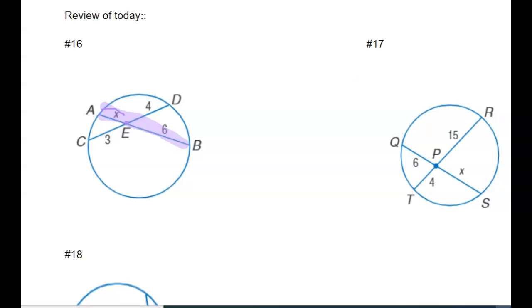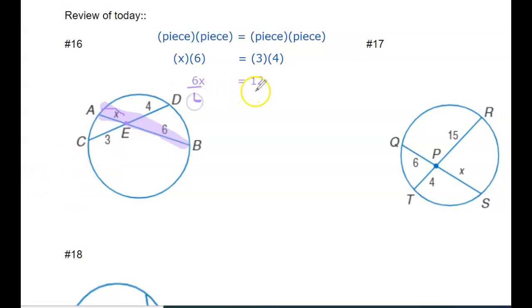Look back at your notes if you need to. Here's a little hint if you're stuck. X times 6, so piece times piece, equals the other piece, 3 times 4. Last step, divide by 6. So your answer should have been 2. So 2 times 6 is 12, and then 3 times 4 is 12, so it works out.